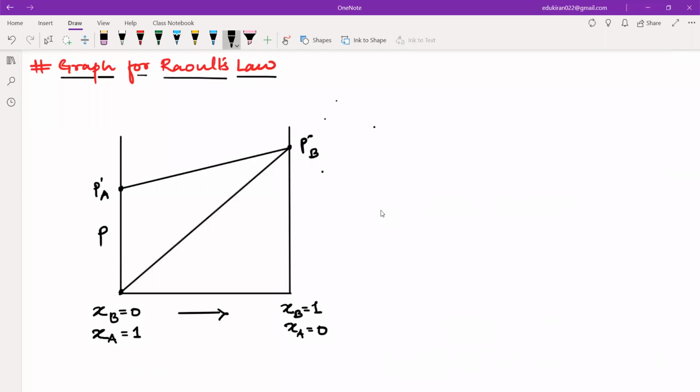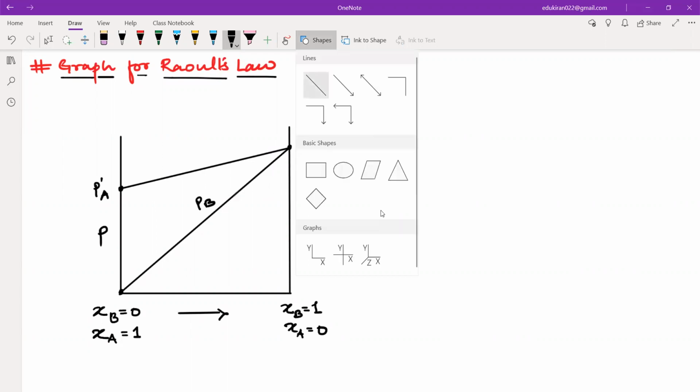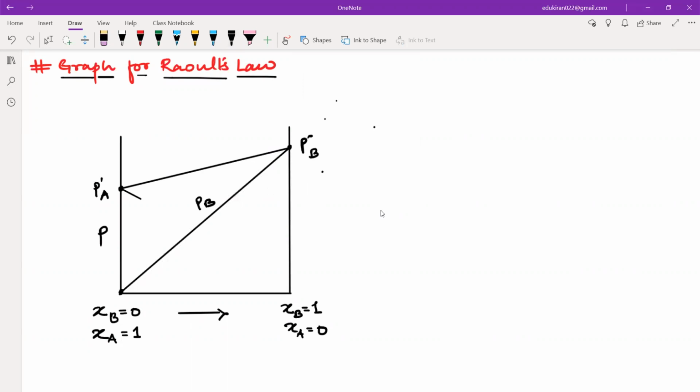This plot is telling me that this line is for PB. Partial pressure due to B. It will be 0 here because we don't have any molecules of B. It will be 0, and slowly it will increase because we are increasing the mole fraction of B, and the opposite will be true if I draw for PA. So PA के लिए क्या होगा? PA के लिए यहाँ से start करेंगे, and we will be ending up here.